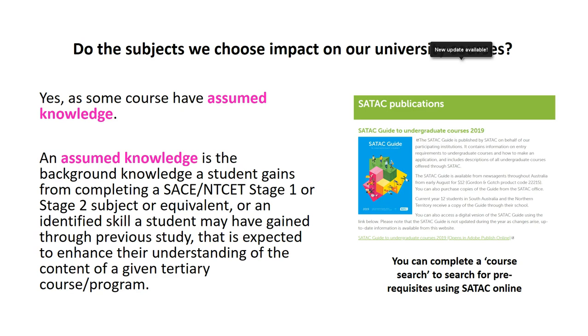Many students who do not have this assumed knowledge may complete post-secondary courses before they go into that course at university. One way to understand whether or not a course has assumed knowledge and to have a better understanding as to how important this knowledge might be is to use the SATAC Online SATAC Guide to Undergraduate Courses for 2019, which can also be accessed using the provided link in this video.